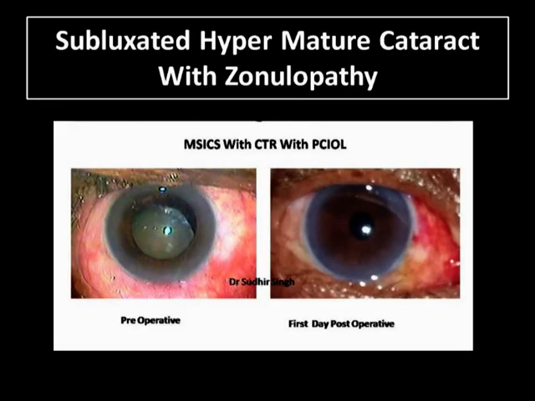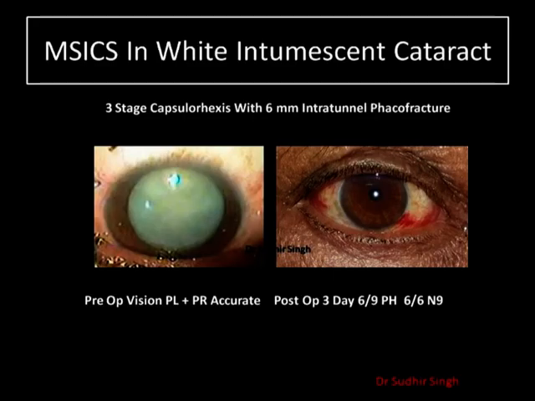This was a case of subluxated hypermature sclerotic cataract, managed very nicely by 6 mm intratunnel phaco fracture MSICS with capsular tension ring and PMMA-IOL. This was an intumescent white cataract, managed nicely by 6 mm intratunnel phaco fracture MSICS.